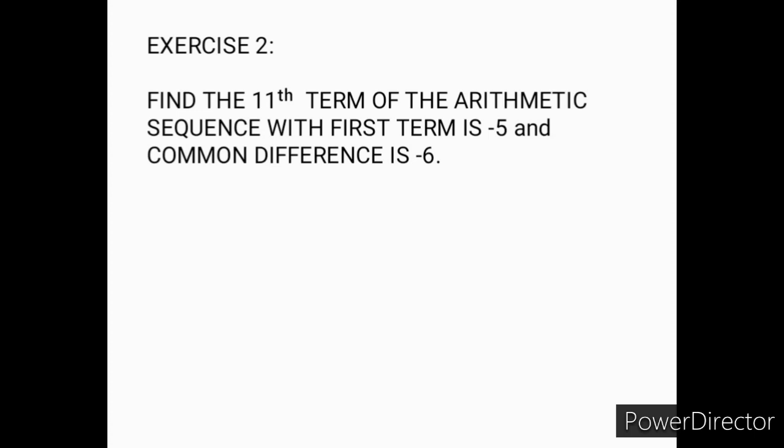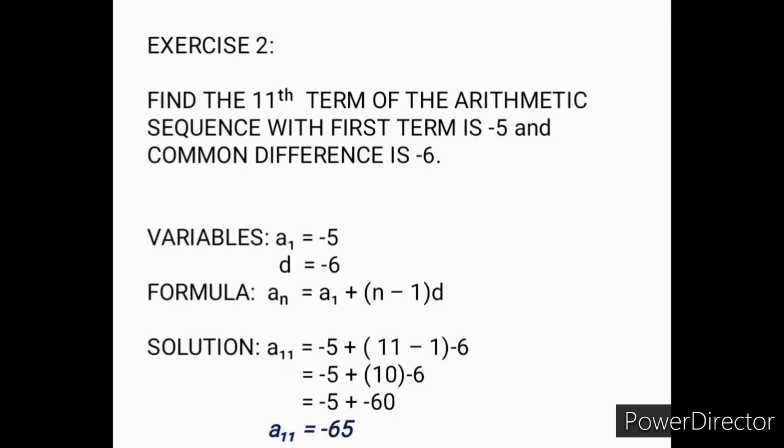Exercise number 2. Find the 11th term of the arithmetic sequence, with first term is negative 5 and common difference is negative 6. The answer is negative 65. The 11th term of the sequence is negative 65. Do we have the same answer? Excellent.